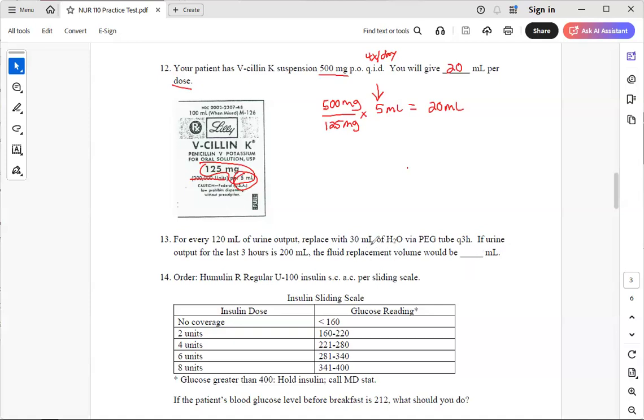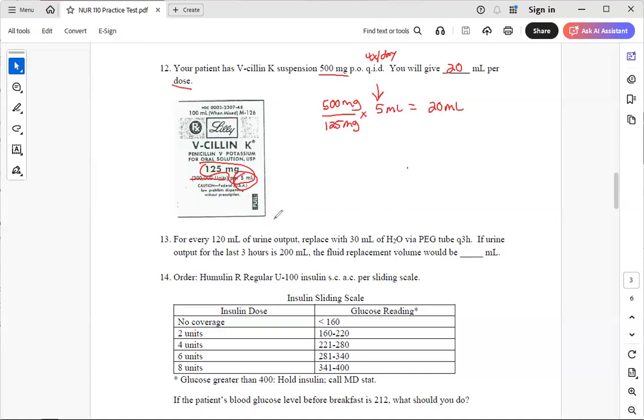Fluid replacement volume question. Okay, if you recall, I told you the way to interpret these questions is to look at the actual output, put it over the expected output, and multiply by the replacement volume. Alternatively, you could set up a ratio where you're comparing the left side to the right side, and I'll show you what I mean by that.